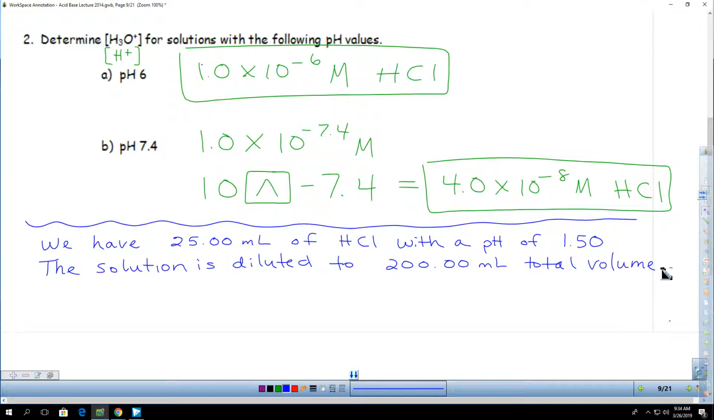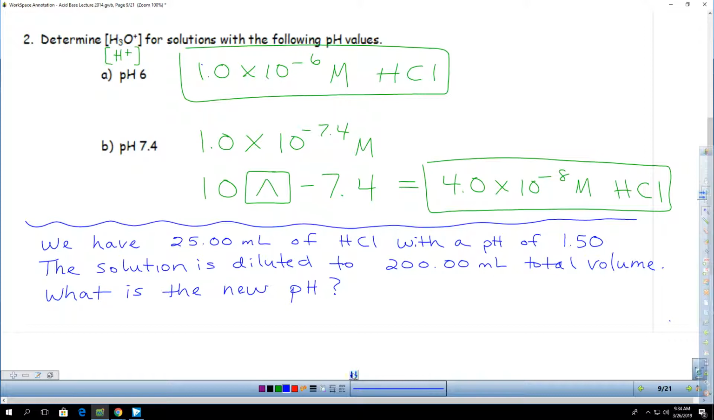There. The question then says, what is the new pH? And man, do I get blank stares. Like, what are you talking about? There's two things going on. We're diluting a solution. There's a dilution equation. And I want to do a pH. There's a pH equation. So what happens first?